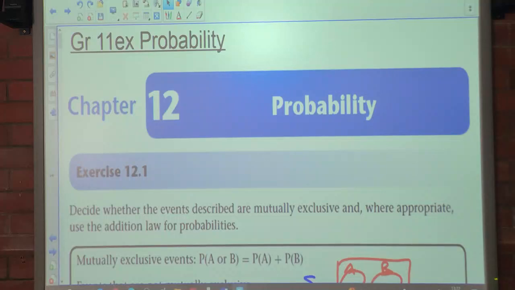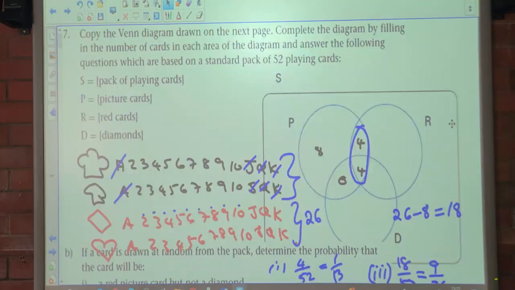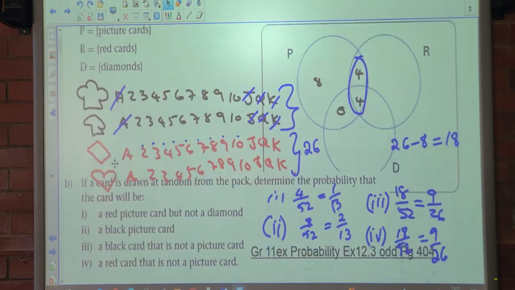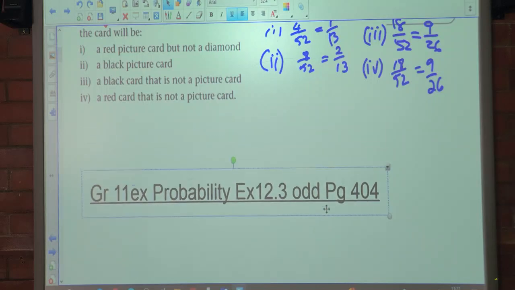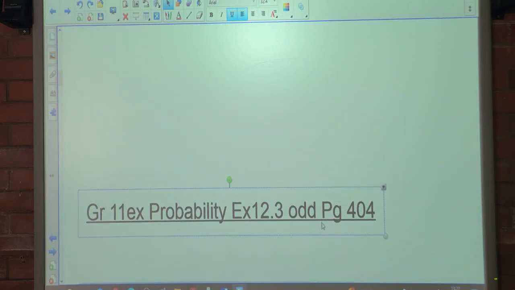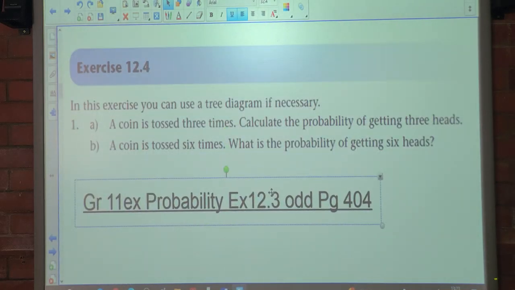Okay, good afternoon, class. So today we're looking at exercise 12.4, the odd numbers, which is on page 410 to 411. Okay.